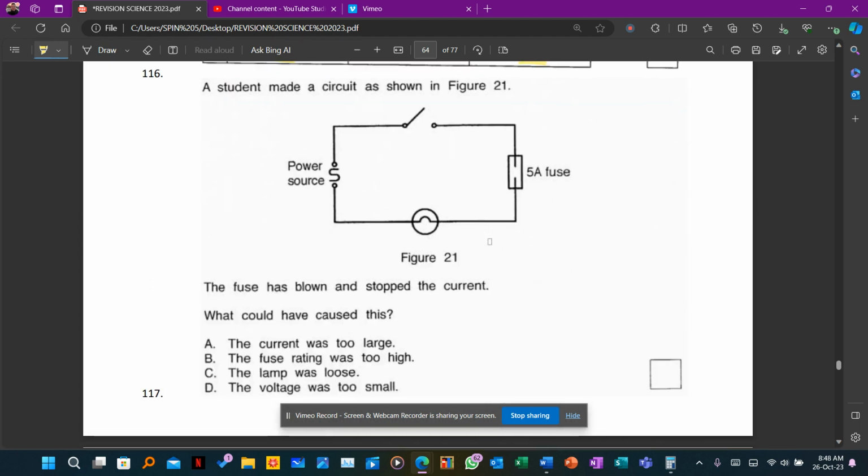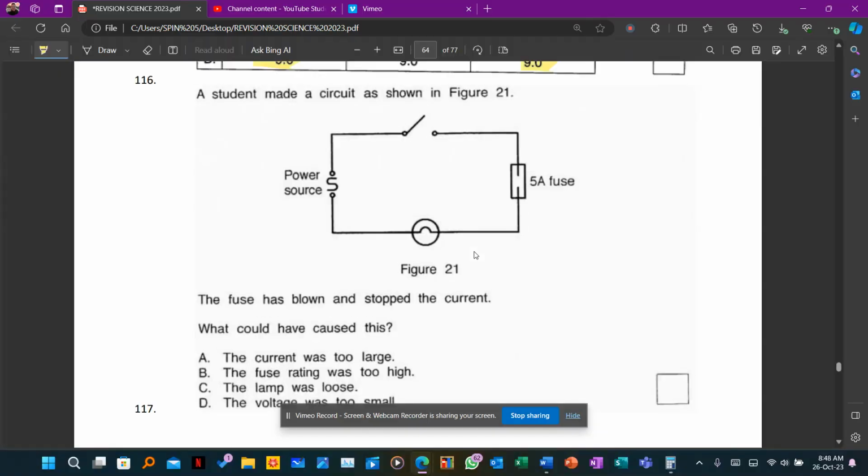Next one is asking you about the circuit where the fuse has blown and stopped the current. So this is a fuse. A complete fuse will have a complete wire inside it.